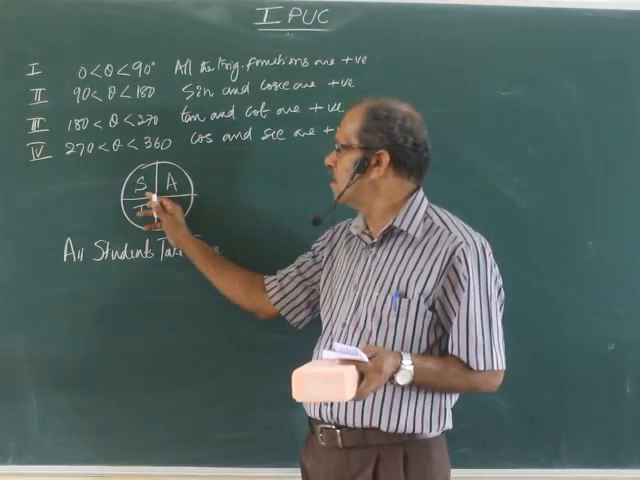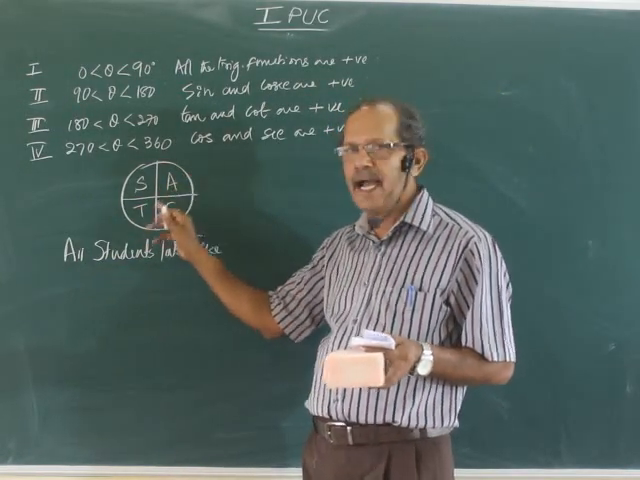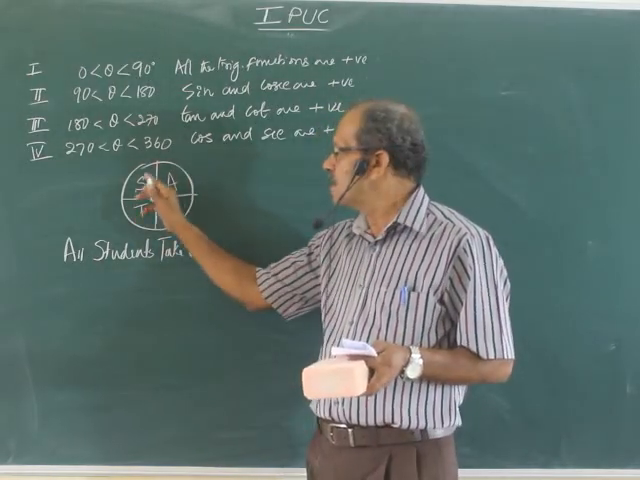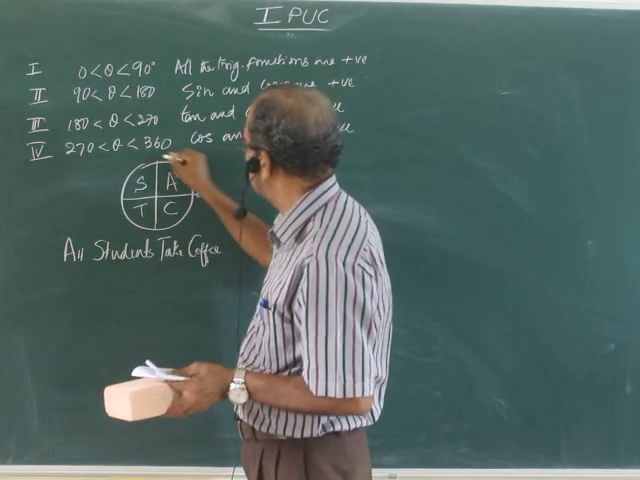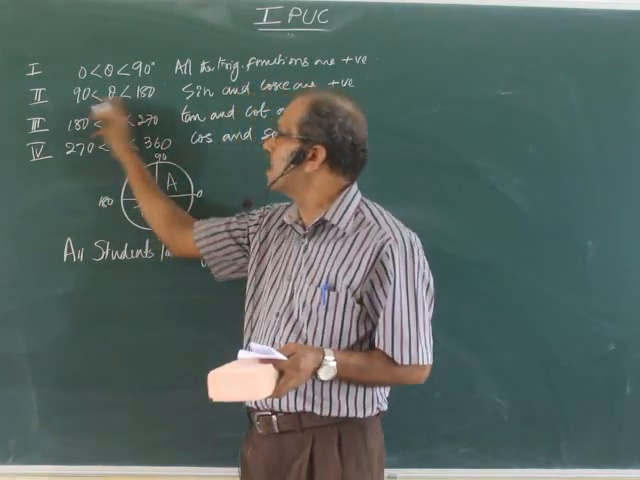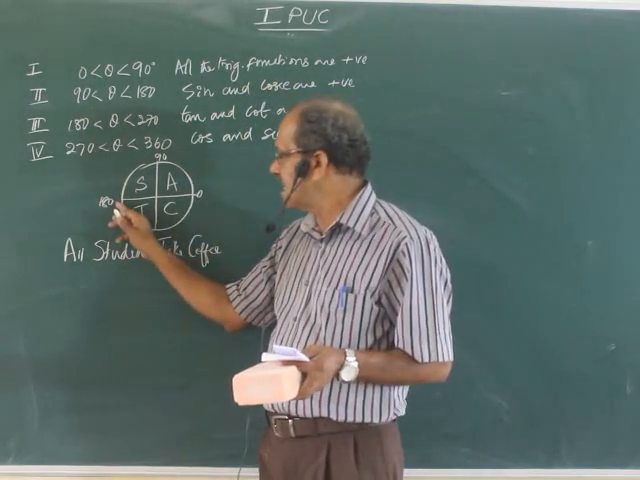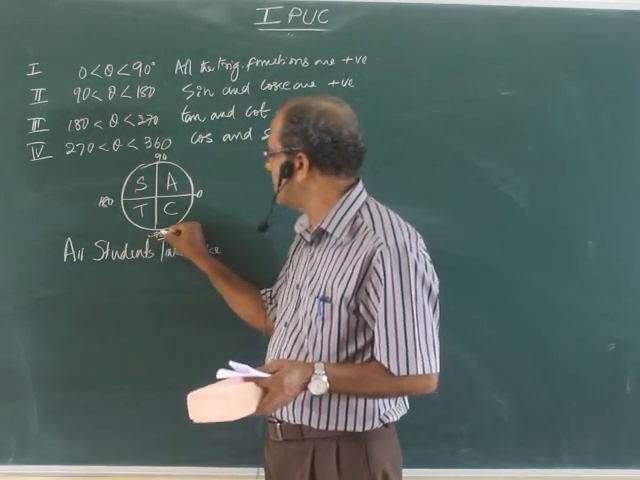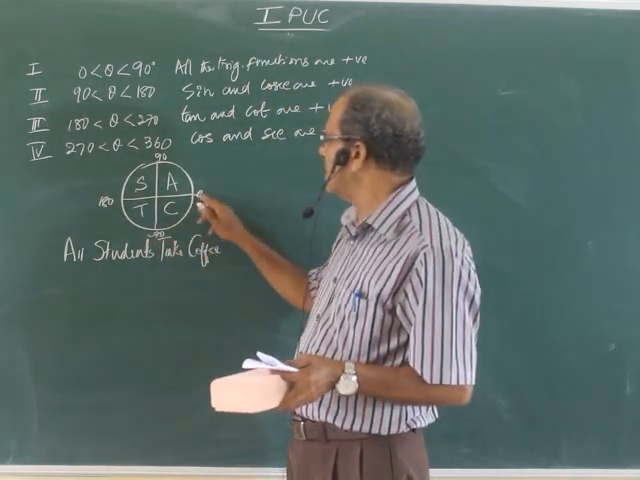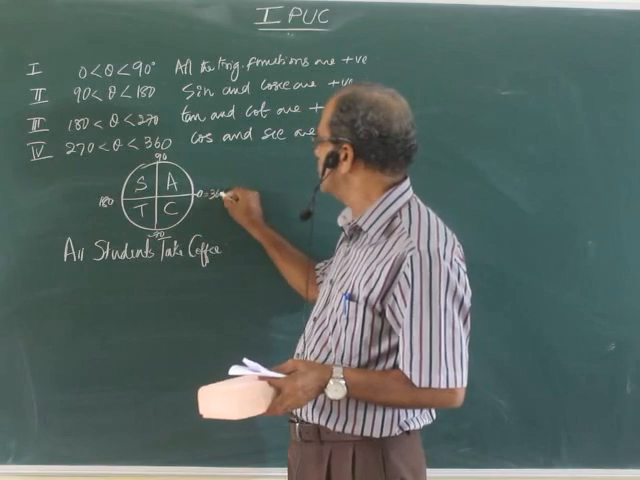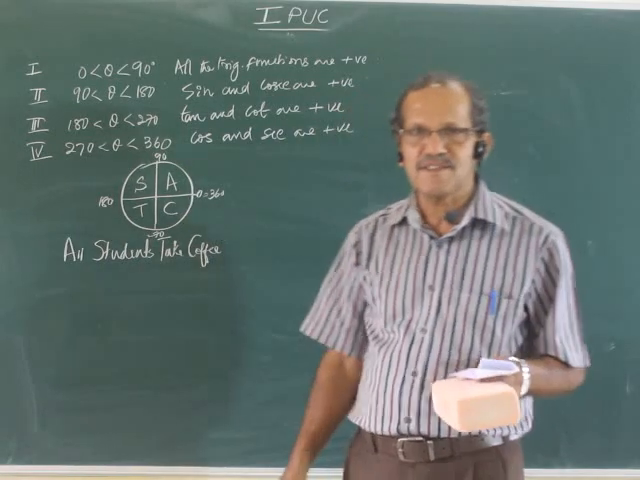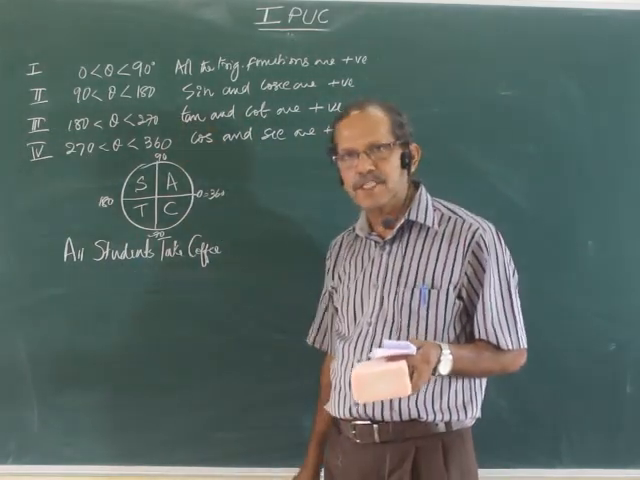So, trigonometric ratios of all the angles less than 90, all are positive. For the angle greater than 90, less than 180, sine and cosecant are positive. Greater than 180, less than 270, tan and cot are positive. 270 to 360, cos and secant are positive. 0 and 360 are one and the same.